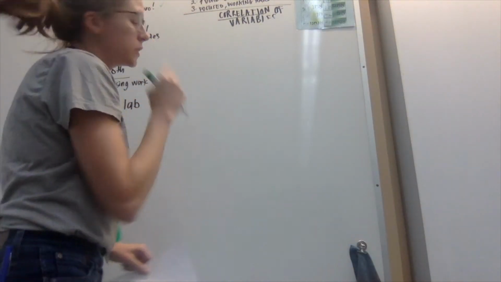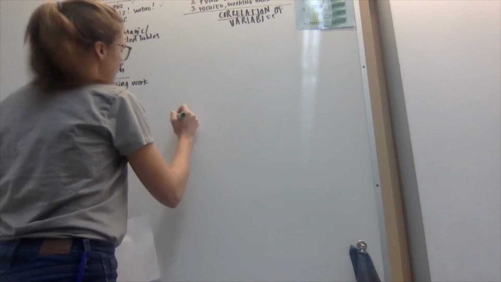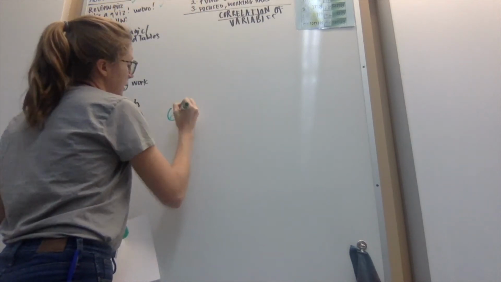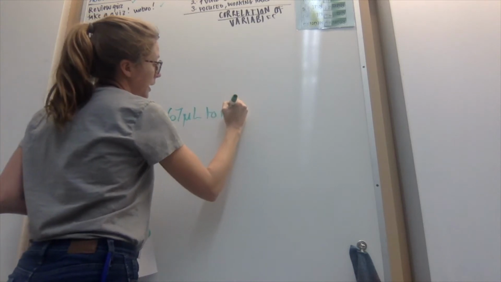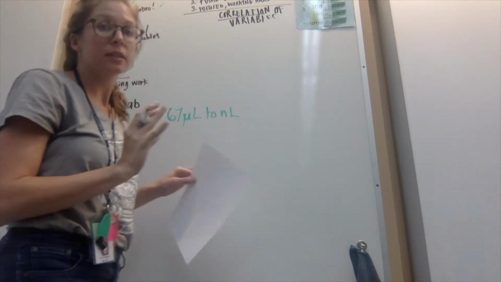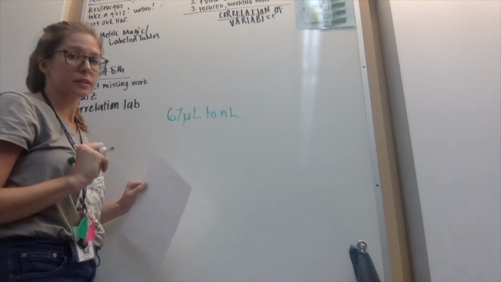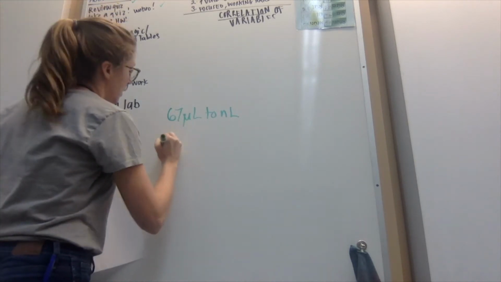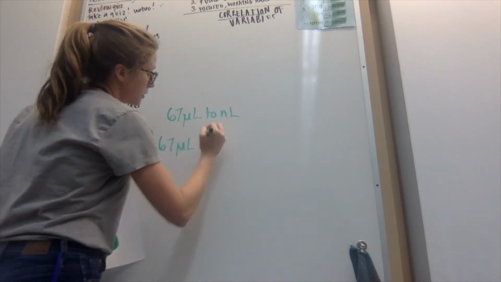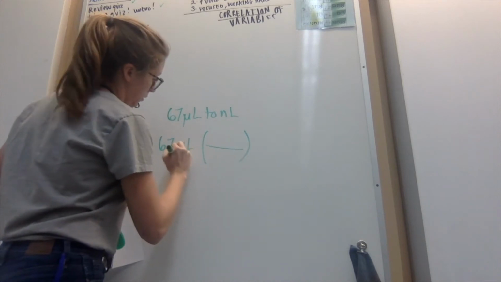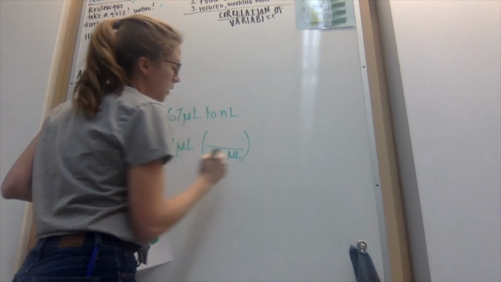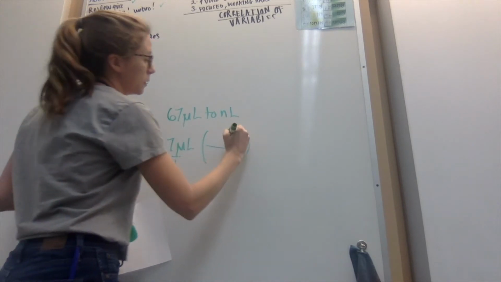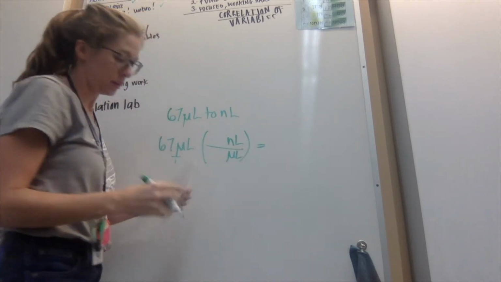So then when you see something like 67 microliters to nanoliters, all of a sudden you're already like, I don't know what this is, right? This is how you do it. 67 microliters, right? It's over 1. And then microliters goes on the bottom. We want it to cancel out. Nanoliters goes on the top.